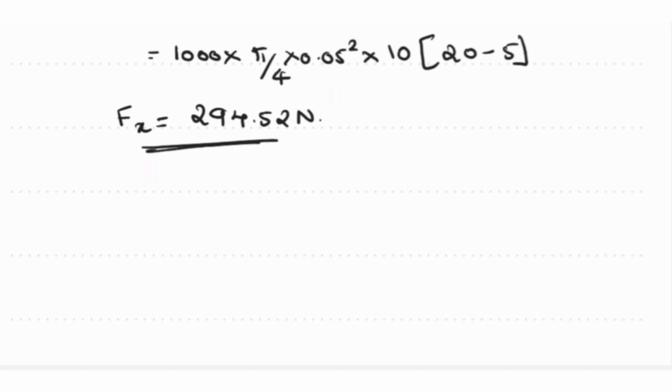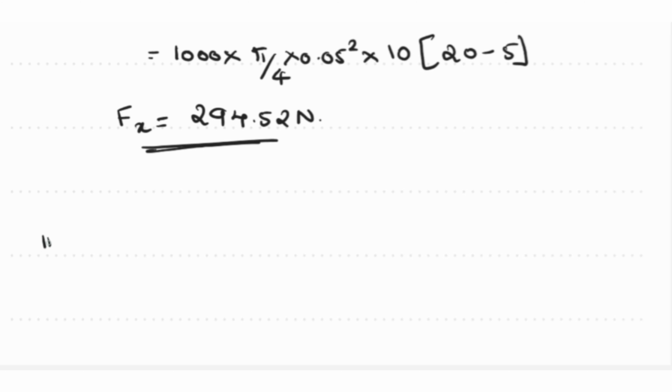Here rho is 1000, area is pi by 4 into diameter, which is given as 50 mm, into VR1 we have calculated and we got it as 10, VW1 is 20 minus VW2 is 5. If you solve this, you will get Fx is equal to 294.52 Newton. So this is what is force exerted.